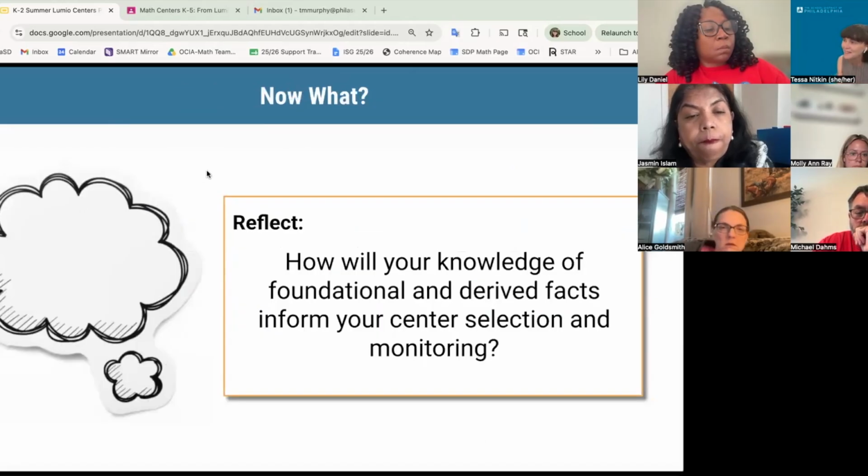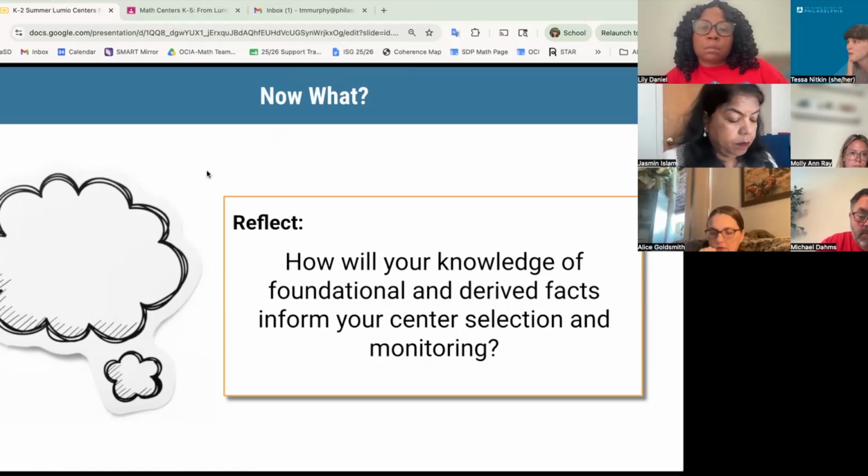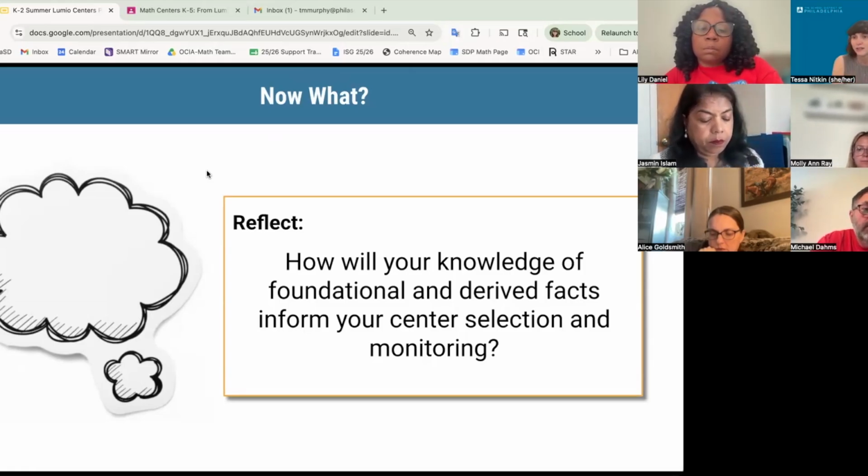All right, now with our last 2 minutes, I want to give us a moment to reflect. How will your knowledge of foundational and derived facts inform your center selection and monitoring? I'm going to give us 1 minute of think time, and then I'd love to have maybe 2 people share out before we have to head back to the main breakout room, where we'll get to see how to make all this happen in action with Terry. So take a moment to think about it.